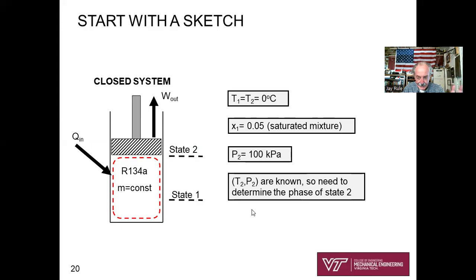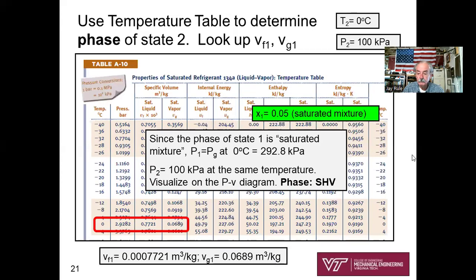Looking ahead so we can plot our process on the PV and TV diagrams, we're going to need to determine the phase of state 2 since we know T2 and P2. That gives us a path forward. All right, so let's use our temperature table to determine the phase of state 2. And at the same time, we know we've got a saturated mixture at state 1. So let's look up VF1 and VG1 so we can determine the specific volume at state 1.